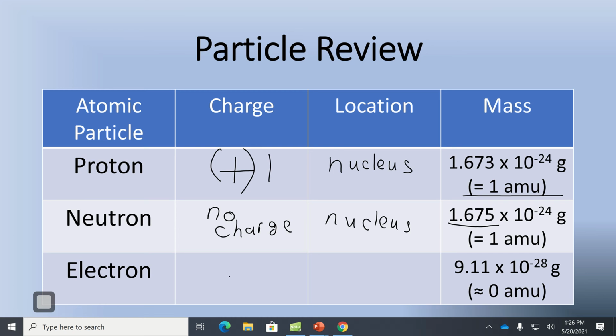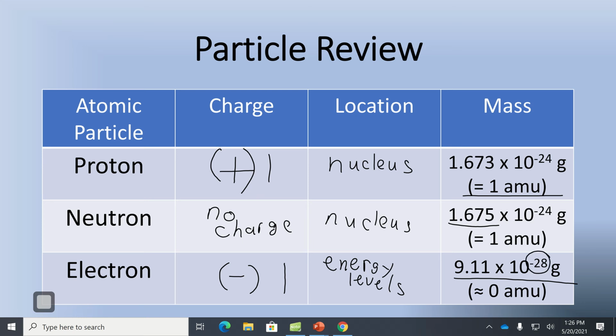The electrons are negatively charged. If we eventually want to really get clear about it, it's -1. Each one has a -1 charge. They are found in the energy levels or the electron cloud. It's perfectly fine still to kind of say both. And you can see right here, they have a mass of 9.11 times 10 to the negative 28.